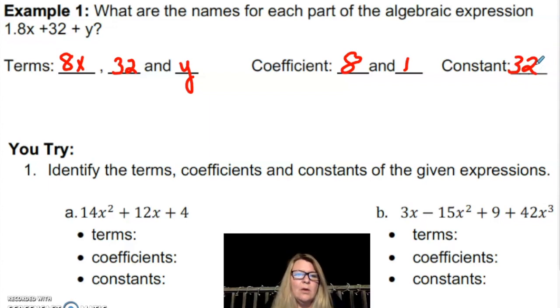Okay, so we're going to pause right there for a moment and let you do these U-tries, and we'll come back with our next set of videos. Make sure you check your answers in the solution guide.